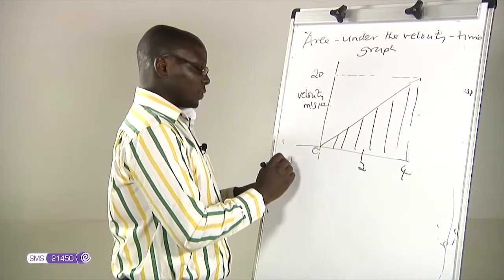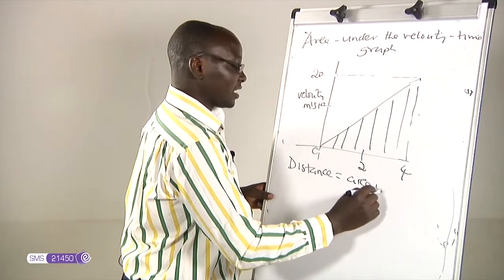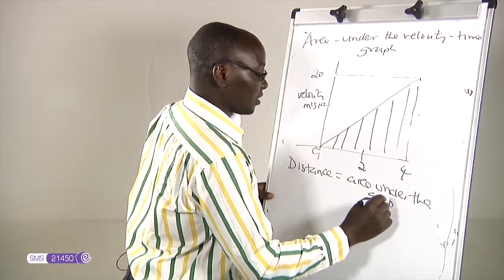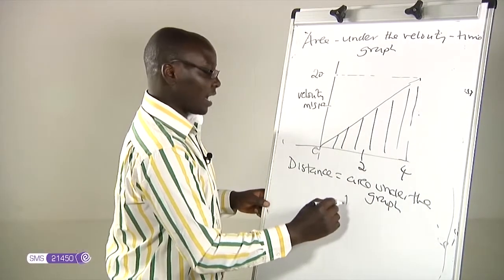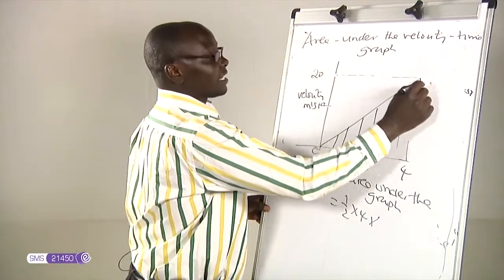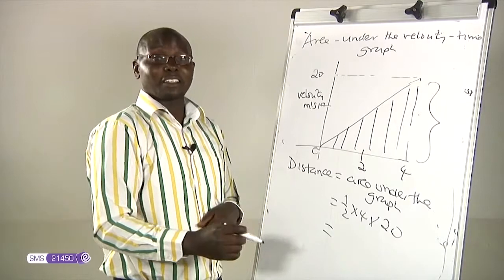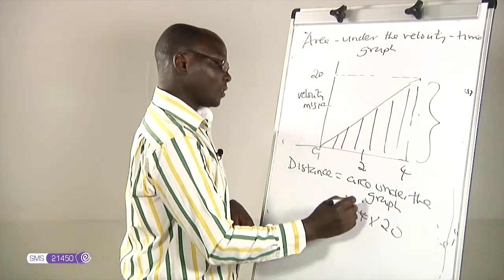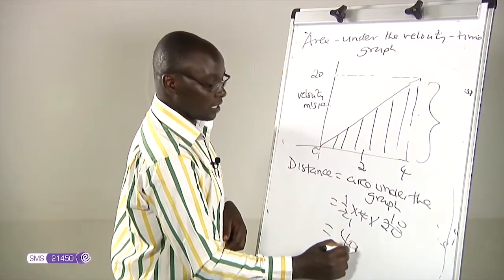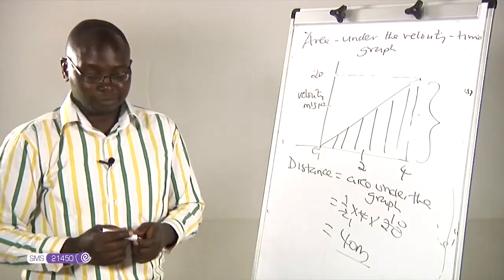Calculate the distance. The distance is equal to the area under the graph. How do we get the area of this triangle? It's a half. The base is 4 seconds times the height, which corresponds to 20. Mathematically, working this out by 2 and by 2, we multiply by 10 to have 40 meters. So that's the distance traveled by that body.